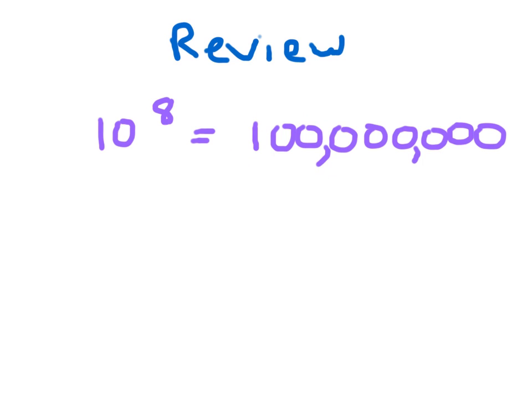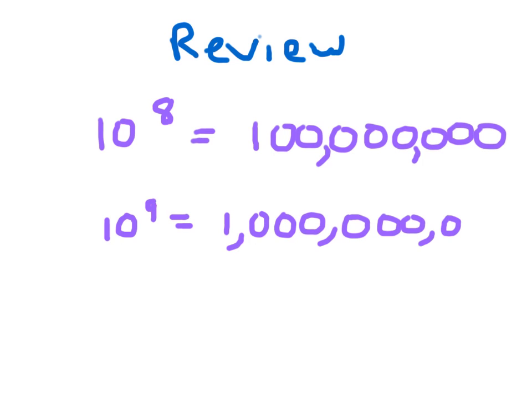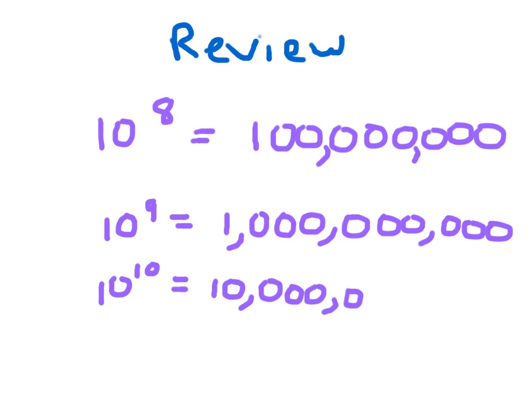This is the millions period. That means that 10 to the 9th is into the billions. That's 1 billion. 10 to the 10th is 10 billion. And of course, 10 to the 11th would be 100 billion. Those are your powers of 10.